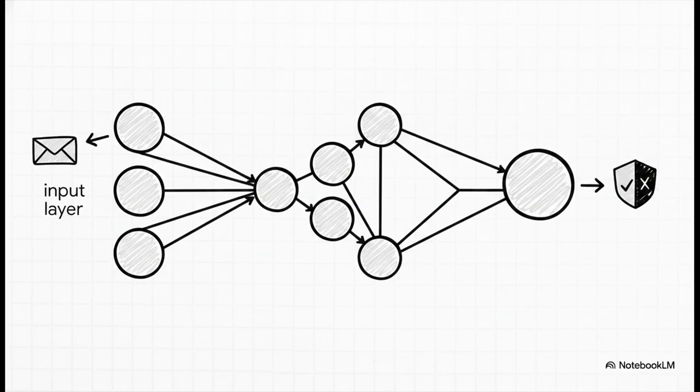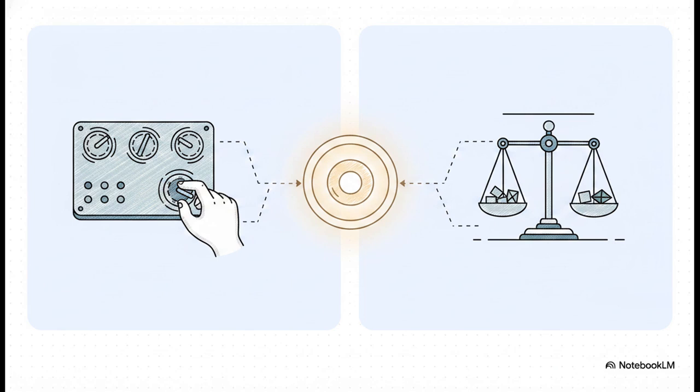Think of a standard spam filter. The input layer spots words like prize or money. The hidden layers evaluate the context around those words, and the output layer makes the final call on whether it's spam. To actually make these complex decisions, the network relies on 2 fundamental parameters, weights and biases. Think of weights as little volume dials that tune the importance of an input. The word prize gets a heavier weight, turning that dial way up, compared to a normal word like hello.